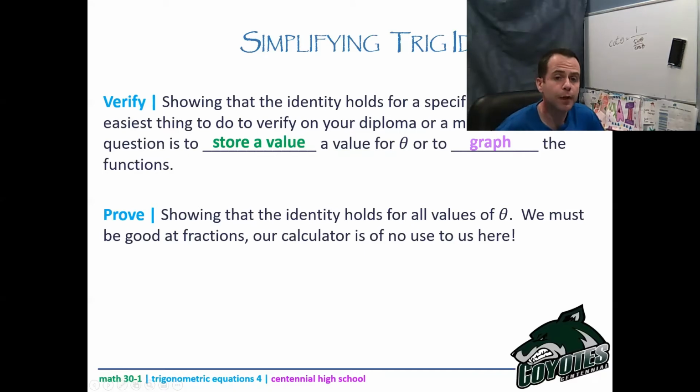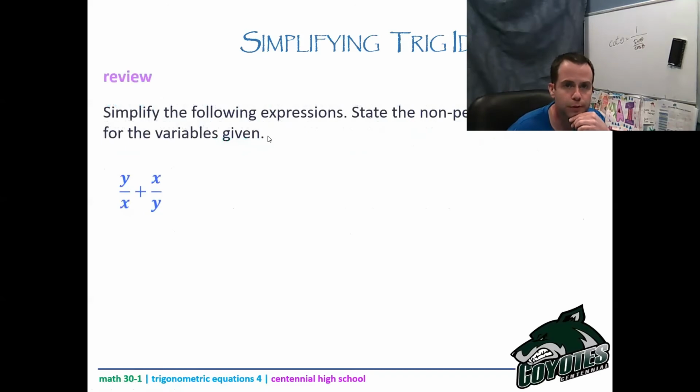Then we have prove. Prove is showing that the identity holds for all values of theta. We must be good at fractions because our calculator won't be of use here. So that's kind of a nice segue into let's deal with fractions for a sec. Let's just go through some questions, make sure we're comfortable with some fraction rules.